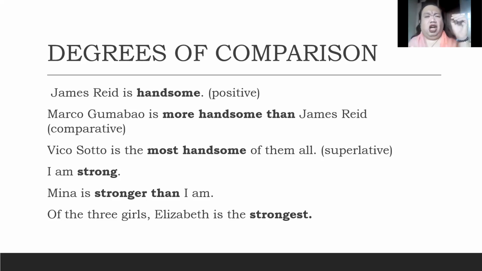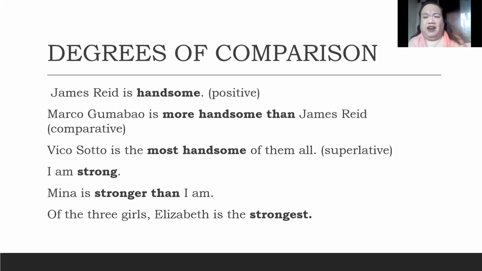Now, we can also try to inflect the adjectives by changing the spelling. That happens to short adjectives. If an adjective is just one to two syllables, perhaps just add -er for comparative and -est for superlative. If it has three or more syllables, you're going to add more before an adjective if we're talking about the comparative degree, and you're going to be adding most before an adjective if we're talking about a superlative degree adjective.